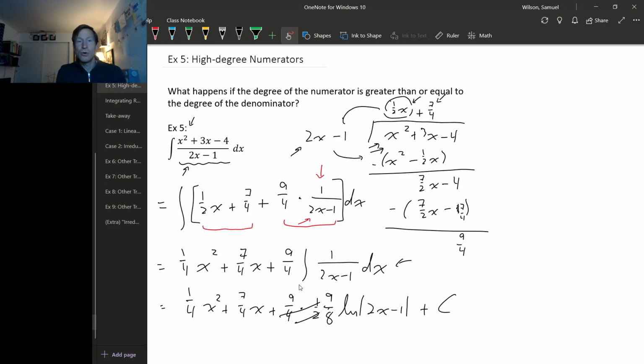Okay, so if we start with a rational function whose numerator has degree larger than its denominator, all we need to do is polynomial division to turn it into a polynomial plus a rational function whose numerator has lower degree. And then we can use our previous tricks to figure out the antiderivative.